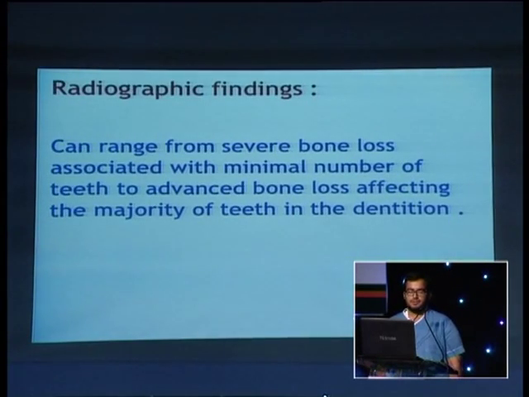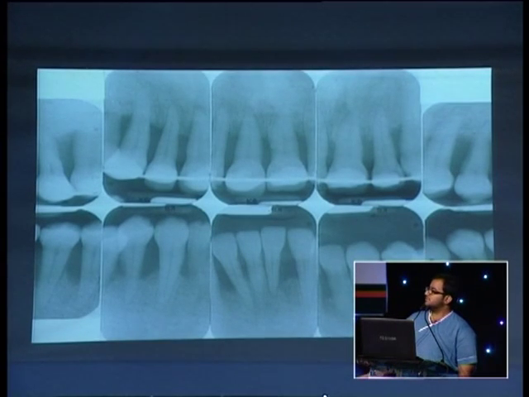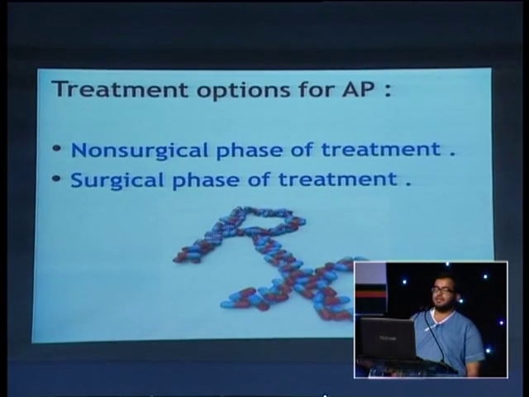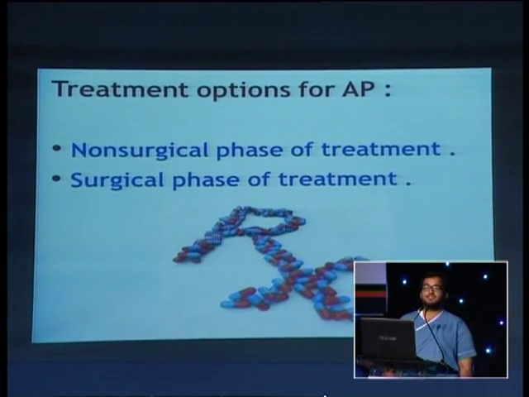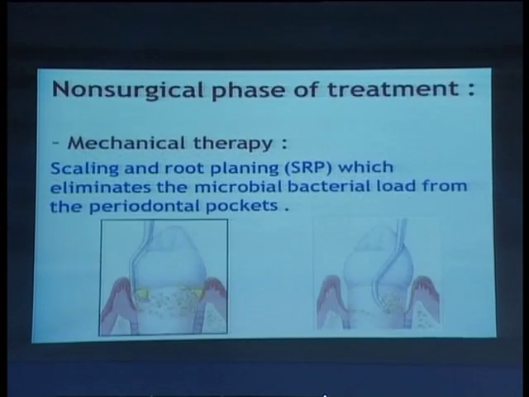Radiographic findings can range from severe bone loss associated with a minimal number of teeth to advanced bone loss affecting the majority of teeth in the dentition. It's generalized to all of the dentition. Treatment options for aggressive periodontitis: non-surgical phase of treatment and surgical phase of treatment.